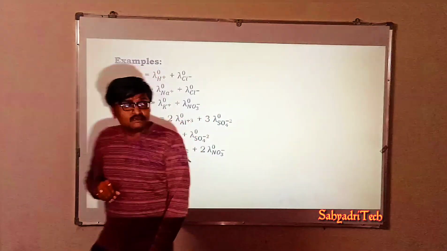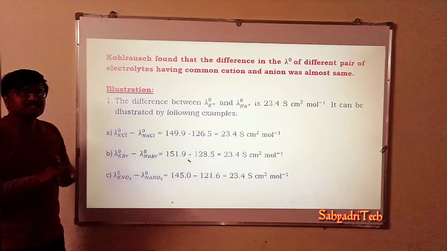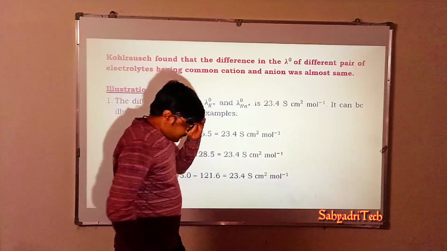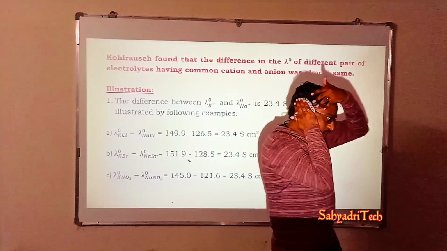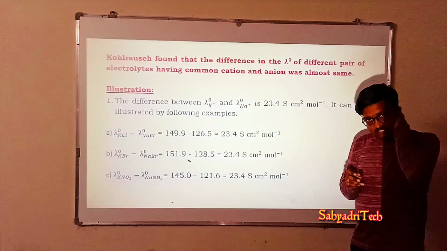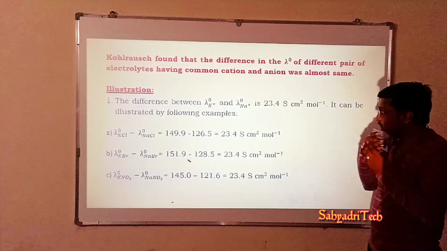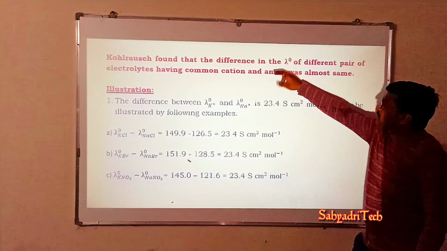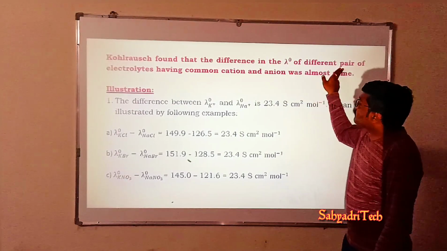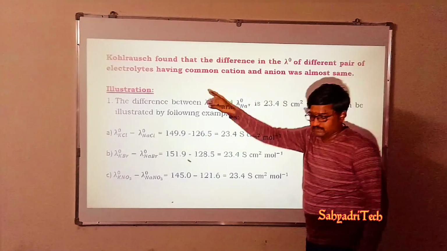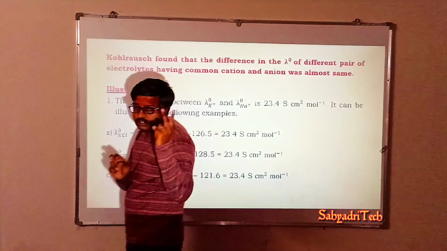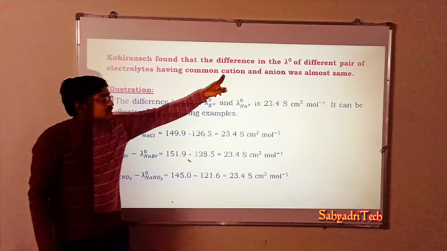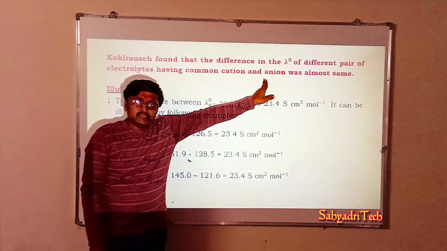Okay, then coming to the observations made by Kohlrausch. He made certain observations while dealing with the calculation of lambda naught of different electrolytes. Well, what is one observation he made? He found that the difference in the lambda naught of different pairs of electrolytes. He took a pair of electrolytes, meaning two electrolytes. What is the further consideration? Having either a common cation or a common anion.